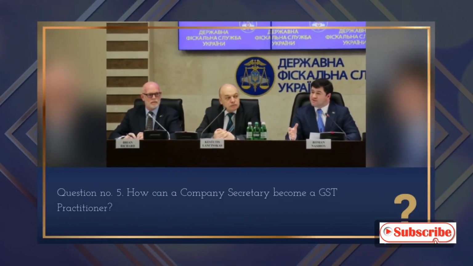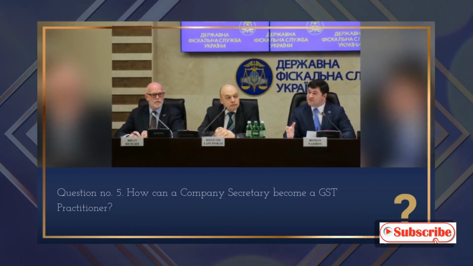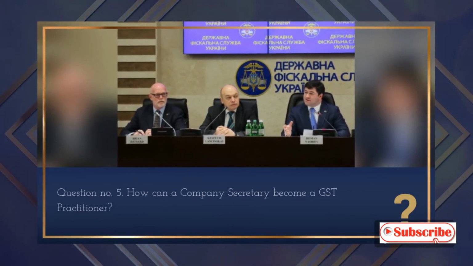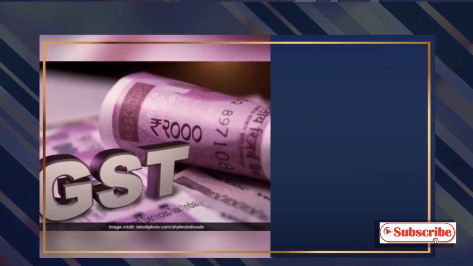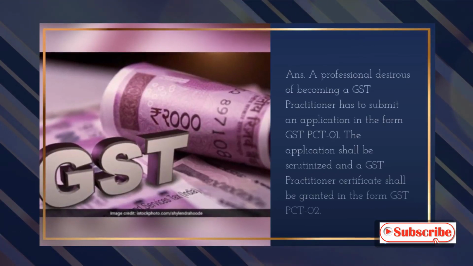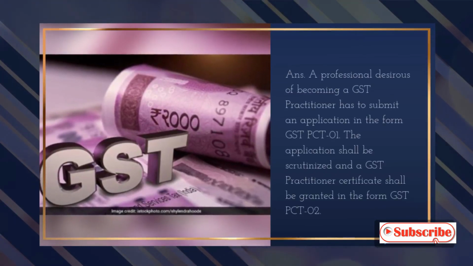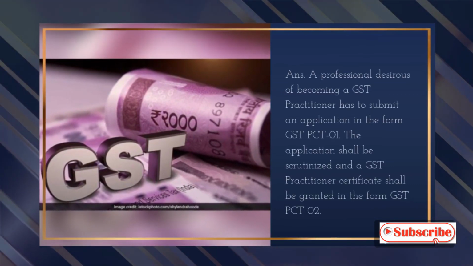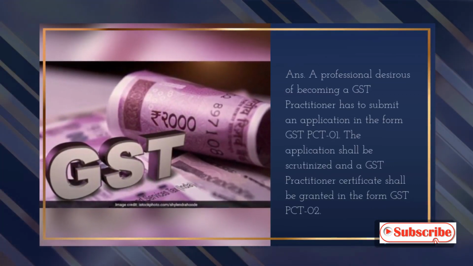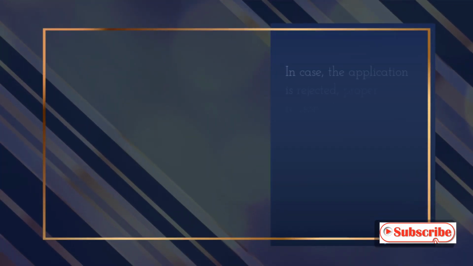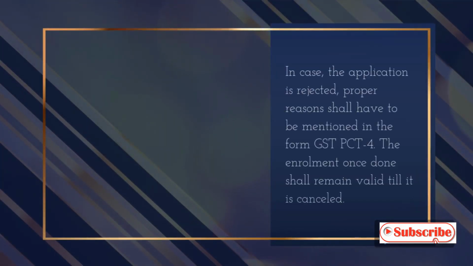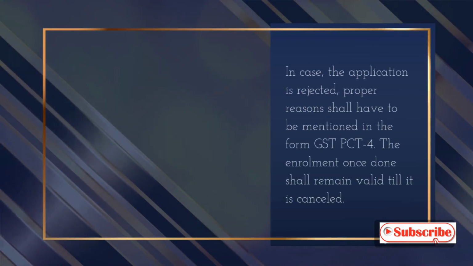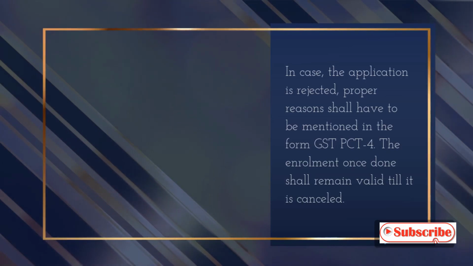Question number 5. How can a company secretary become a GST practitioner? Answer. A professional desirous of becoming a GST practitioner has to submit an application in the form GST PCT 01. The application shall be scrutinized, and a GST practitioner certificate shall be granted in the form GST PCT 02.